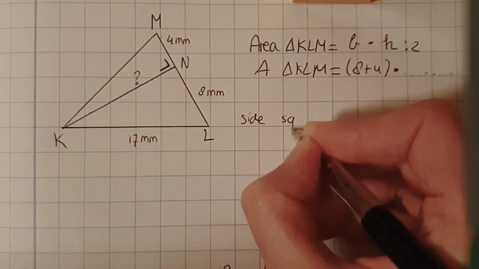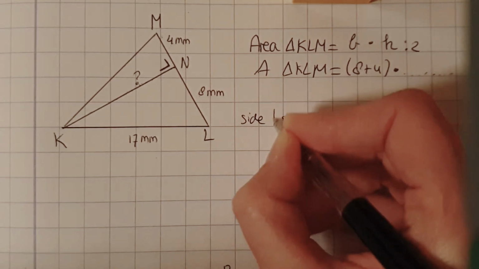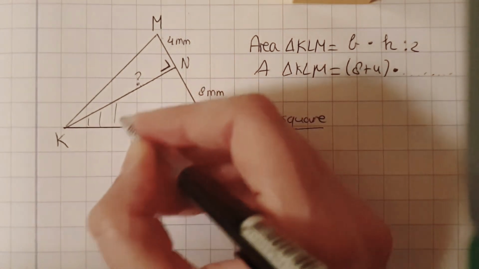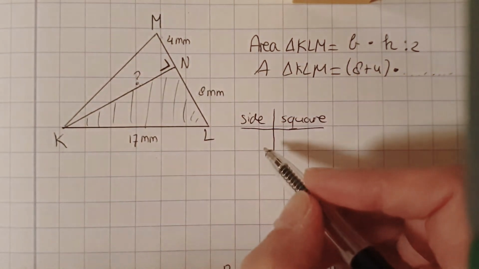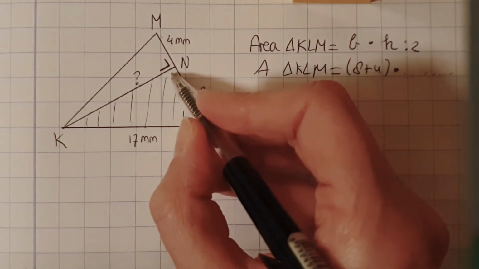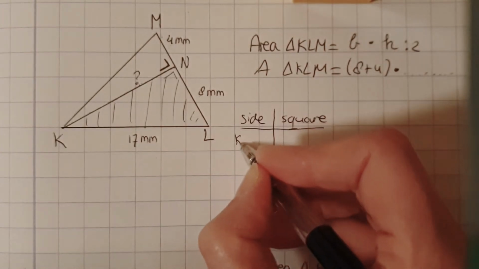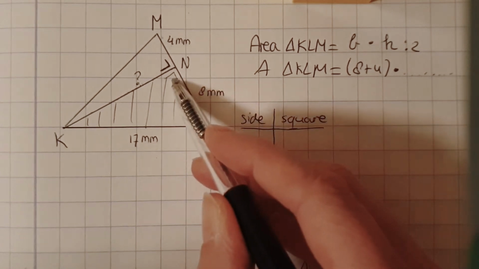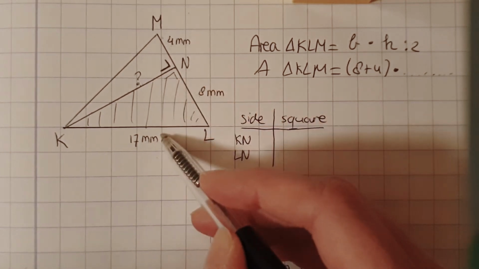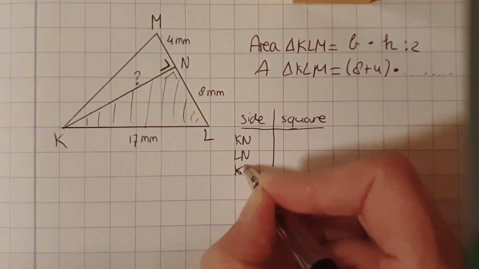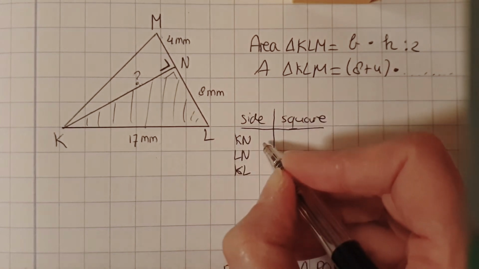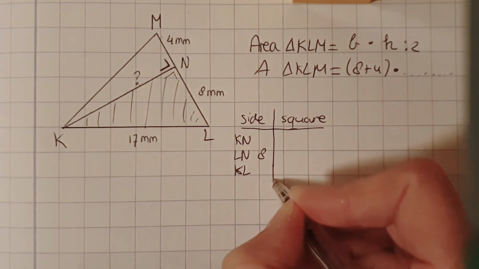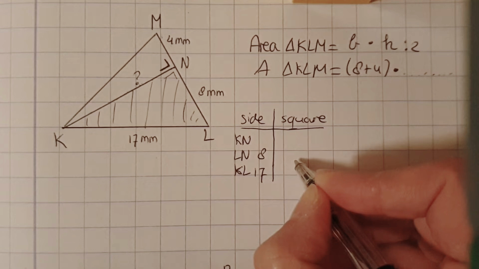Side squared. Remember Pythagoras' theorem, chapter 4? I'm going to use this small triangle, okay? First, the two sides that are connected to the 90-degree sign. That's KN and LN. Then the side opposite of the 90-degree sign, which is the hypotenuse, KL. KN, I don't know what it is. I'm going to leave it open. LN is 8 and KL is 17.